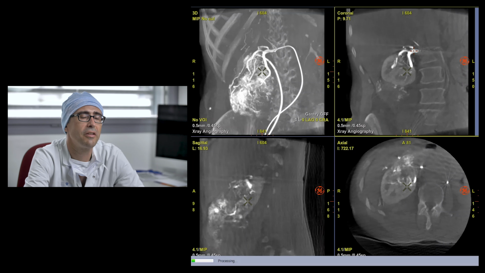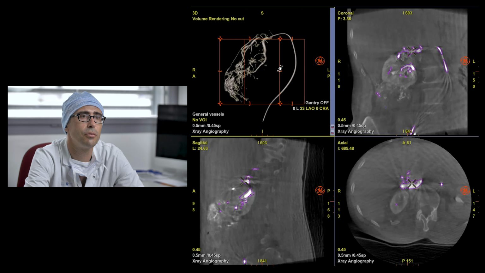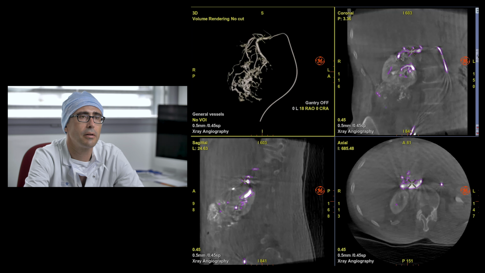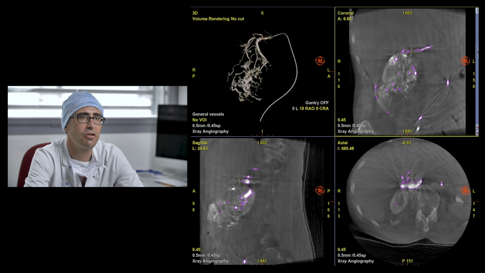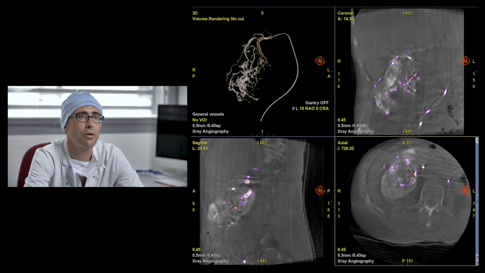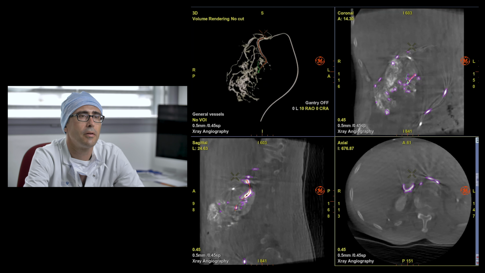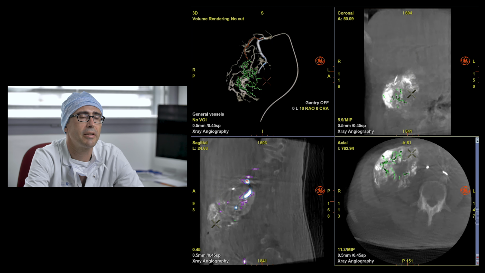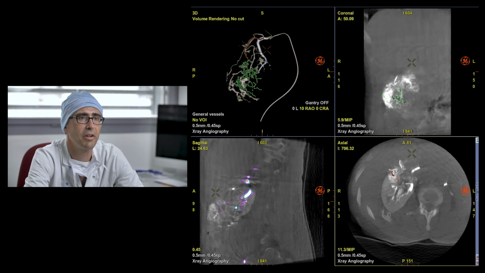The key challenge for this procedure is to allow a perfect embolisation and avoid complication by the embolisation of normal arteries of the kidney. The software, in particular in the cone beam, are helping us to place the microcatheter in the exact location of the optimal embolisation.